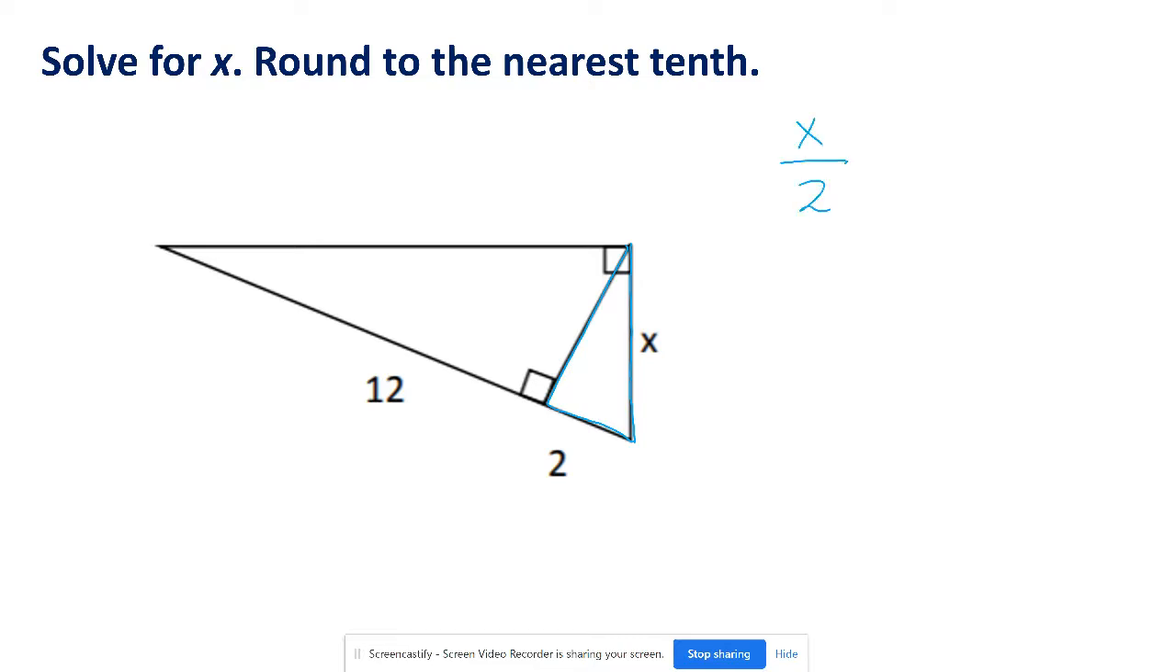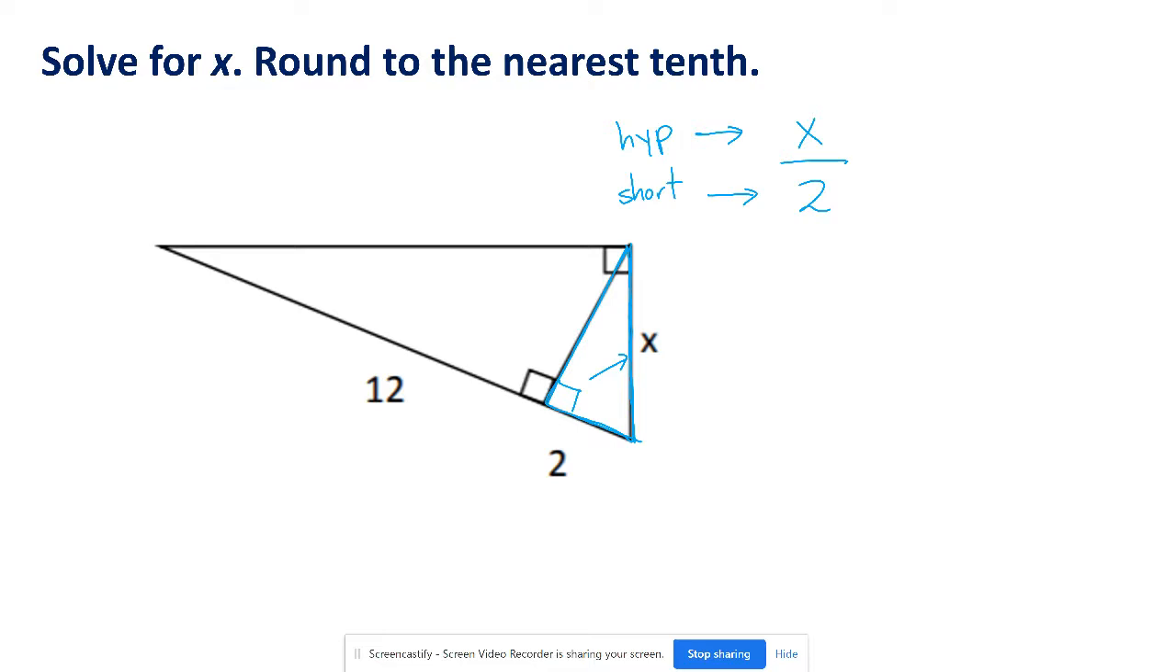What I need to think about is, what does each of those things represent? So x is the hypotenuse of this little triangle. If you look at the little triangle, the right angle's right here. The x is the side across from the right angle. It's the longest side of the triangle, so it's the hypotenuse. The 2 is the short side of the triangle, so it's going to be the shorter leg.